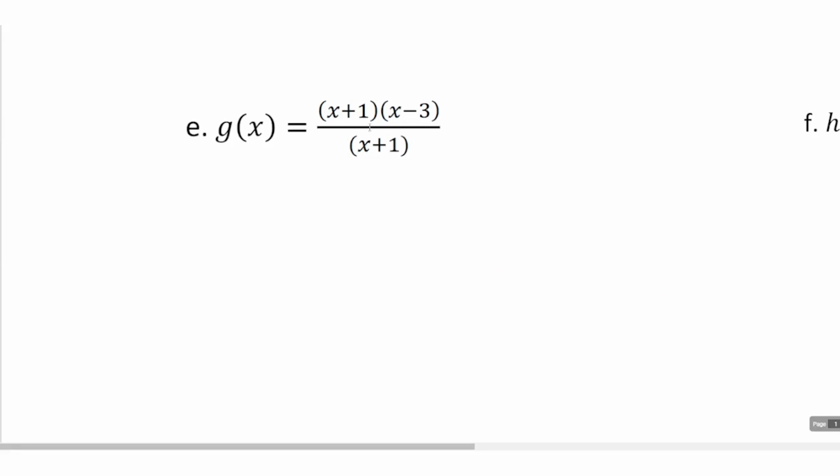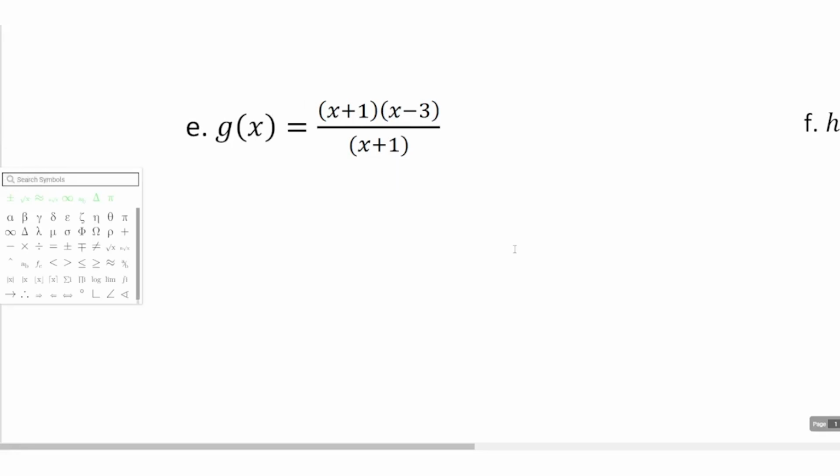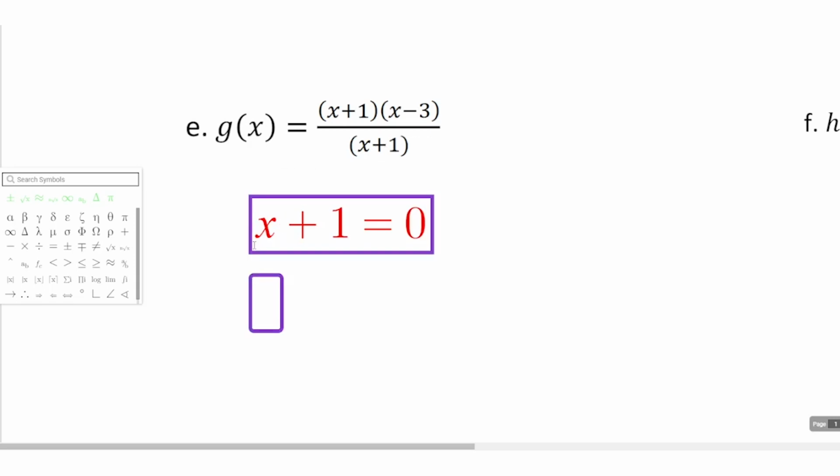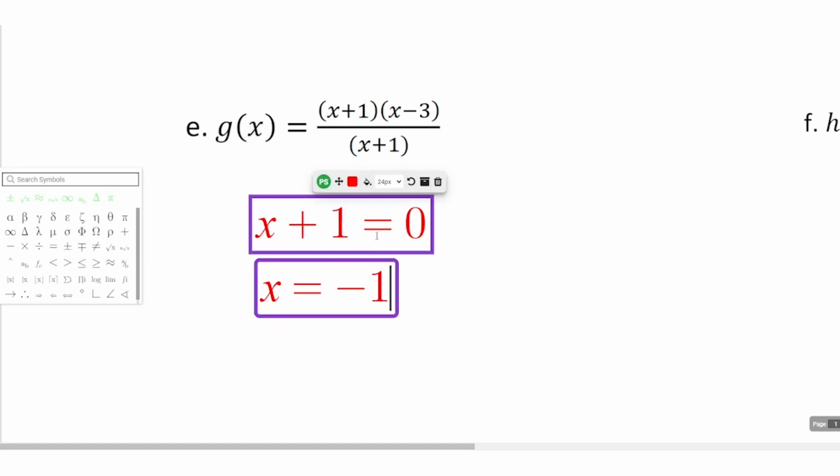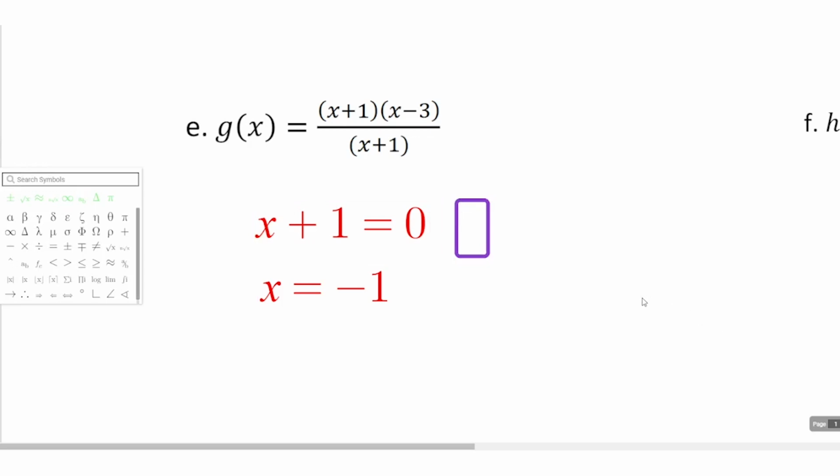Here on 1e, we can see that we have the same factor in the numerator and the denominator. So we can tell that there's definitely going to be a hole here. There's going to be a removable discontinuity at x equals -1. And there's not going to be any vertical asymptotes here because that's the only factor that's in the denominator. So just to algebraically show this, we're looking for the x values that would make either the numerator or the denominator 0. So x plus 1 equals 0 is going to yield x equals -1. And this is going to be our only discontinuity. It'll be a hole or a removable discontinuity at -1.